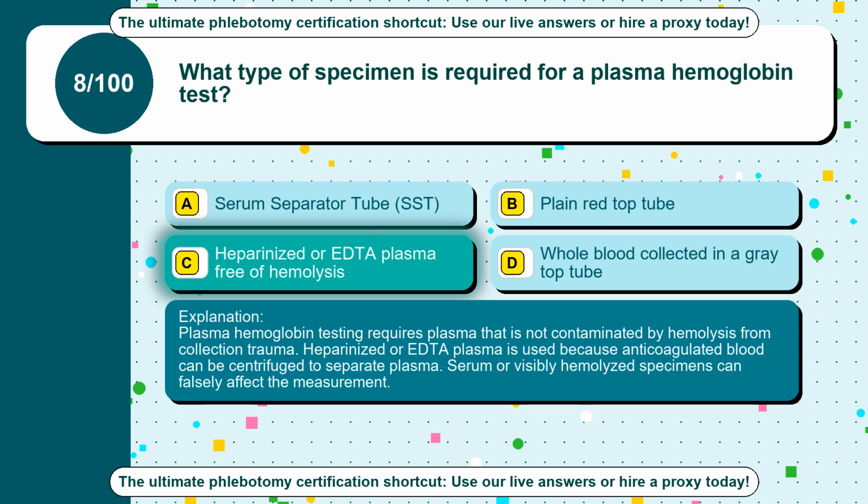Plasma hemoglobin testing requires plasma that is not contaminated by hemolysis from collection trauma. Heparinized or EDTA plasma is used because anticoagulated blood can be centrifuged to separate plasma.